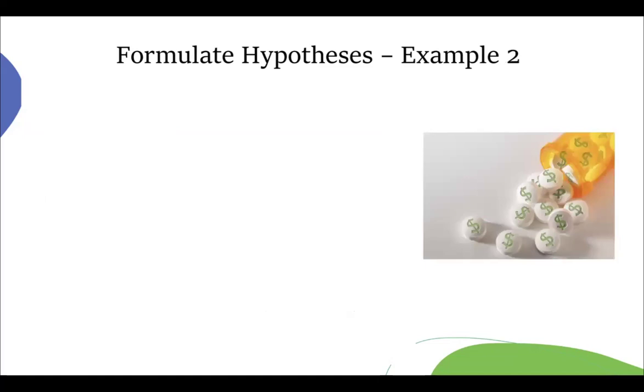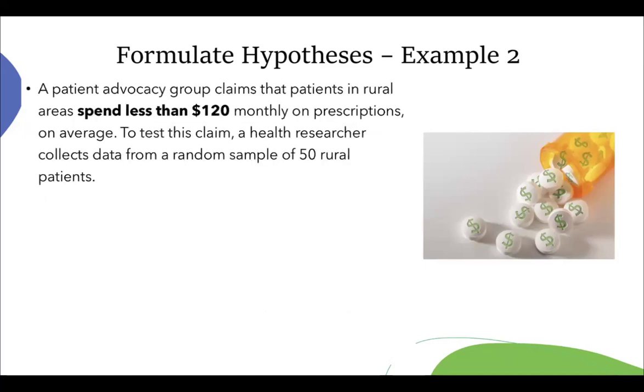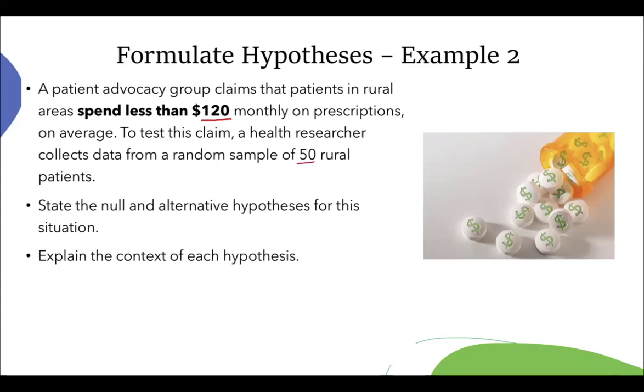Okay, let's look at another scenario. We're not going through the entire problem. We are just setting up the null and alternative hypotheses in this lecture. A patient advocacy group claims that patients in rural areas spend less than $120 monthly on prescriptions on average. To test this claim, a health researcher collects data from a random sample of 50 rural patients. State the null and alternative hypotheses for this situation and explain the context of each hypothesis.